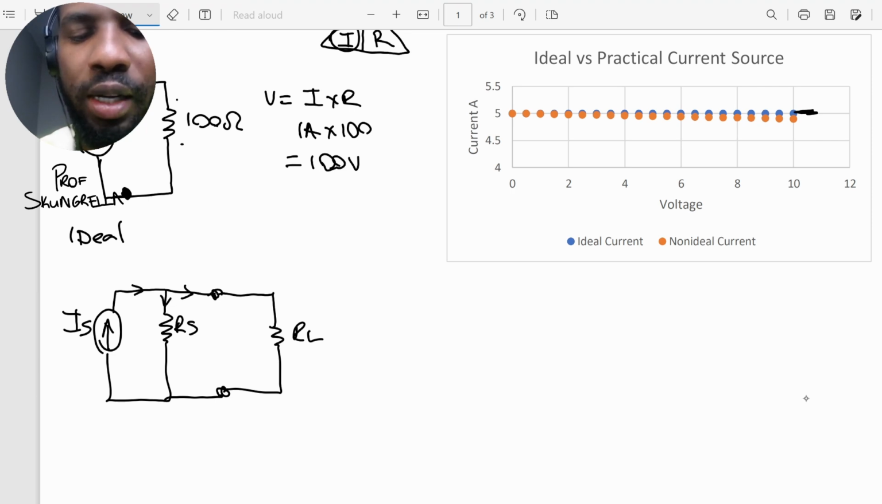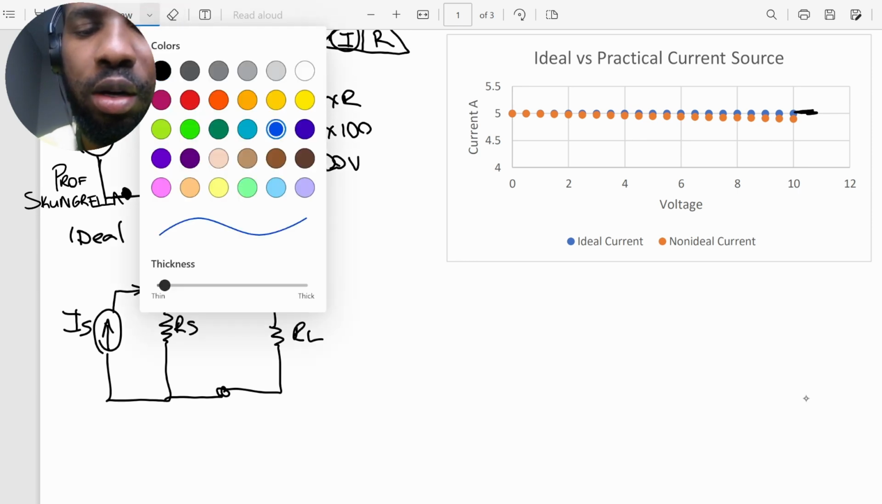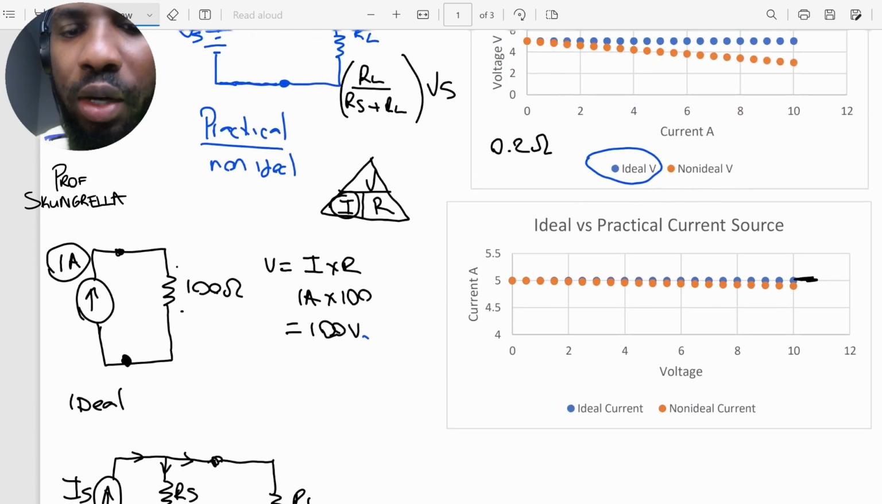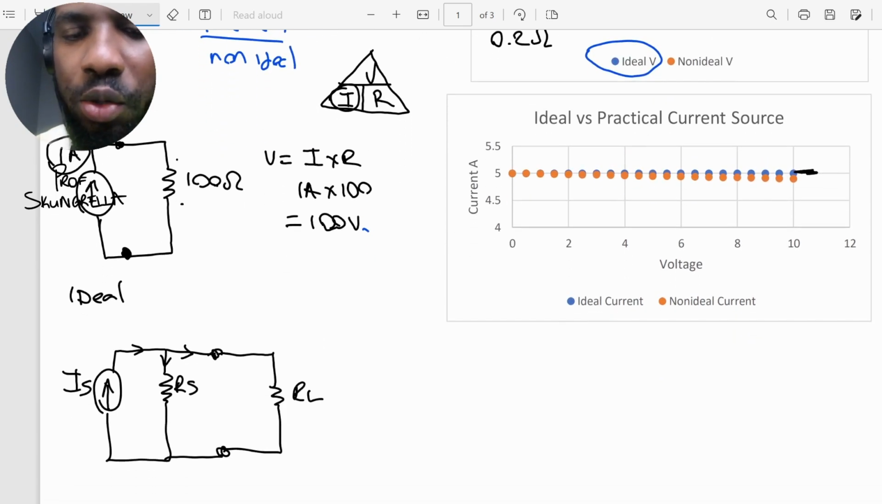So again, we expect that some current will go here and the rest will go to our load. So the total current that our source is putting out is not going to the load, but some is going to that source resistance. And so if you wanted to find out the current that is coming out to our load, we can also calculate it using the current divider. So that current I that is going to our load is going to be equal to RS over RS plus RL.